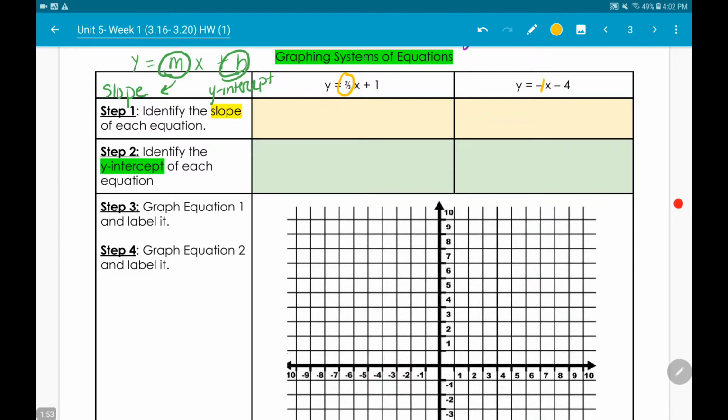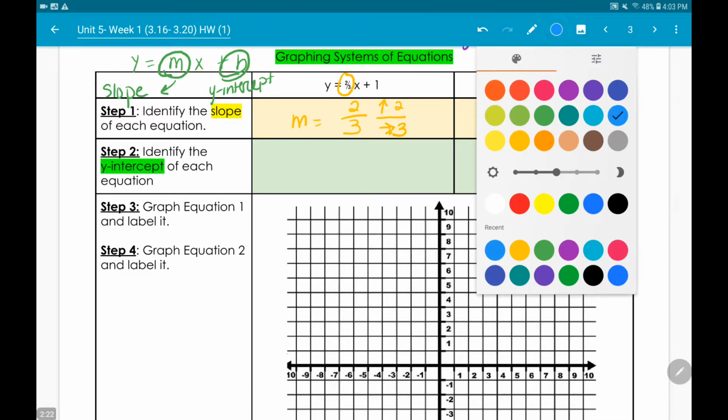So here we have a slope of 2/3. And just a little refresher, this means I'm going up by 2 and I'm going to the right by 3. Here, m equals -1. And remember, this is the same thing as saying -1/1, which just means down and to the right.